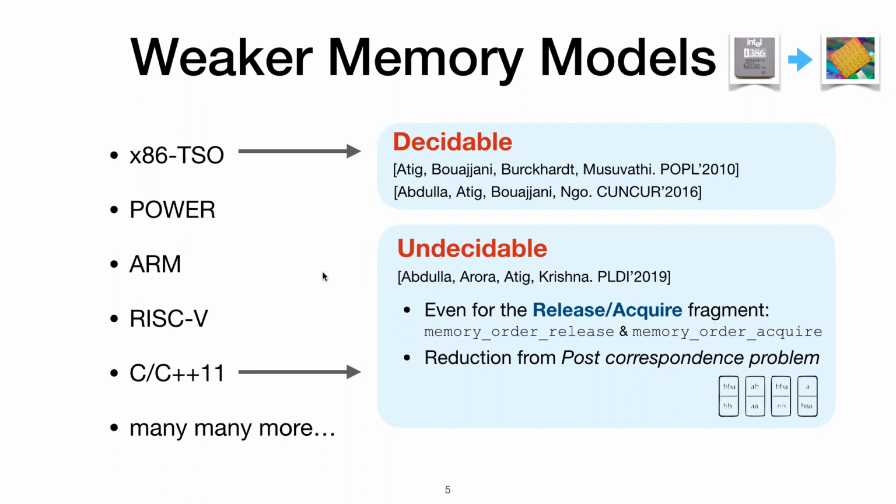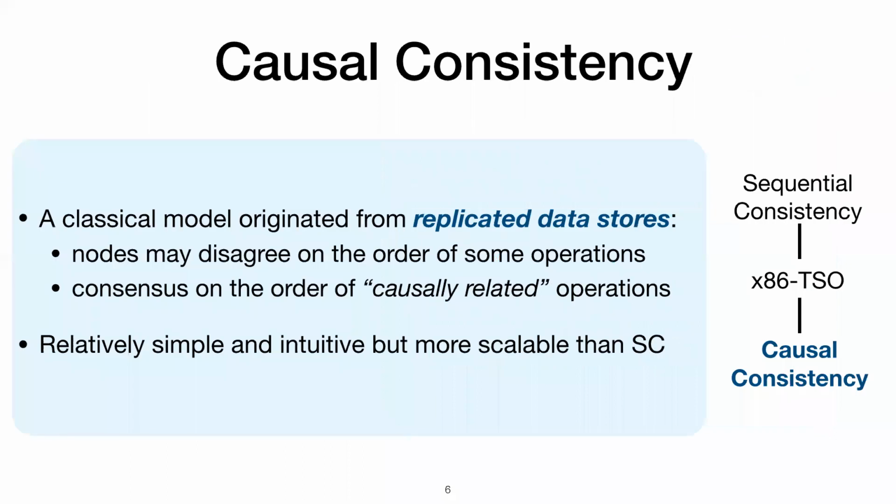What we are interested in in this work was this question for causal consistency. So what is causal consistency? It's a model weaker than x86 TSO and weaker than sequential consistency. So strictly weaker. There are behaviors that this model allows, and they are not allowed by any of these. And this is a classical model, one of the old ones, originating from replicated data stores, again, data stores that are distributed between several places in the world.